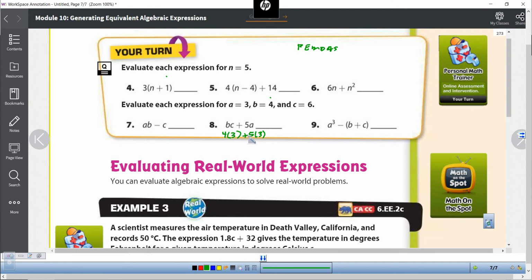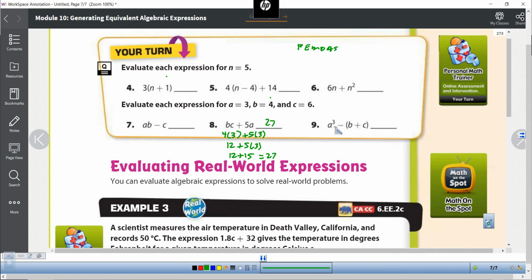So we have multiplication, we have addition, and we have multiplication. So what comes first? Multiplication comes before addition. So I'm going to go 4 times 3, which is 12, plus 5 times 3. Now I have addition and multiplication, but what comes first? Still multiplication. So then I get 12 plus, well, what's 5 times 3? It's 15. So finally, what do I get? I get 27 is my answer.